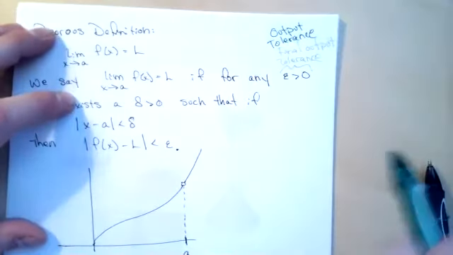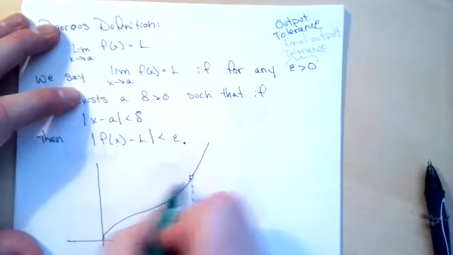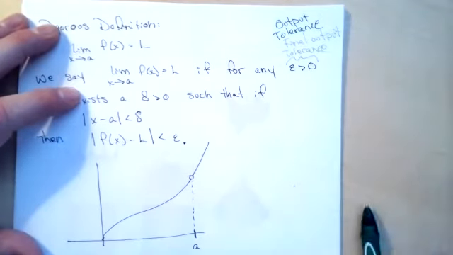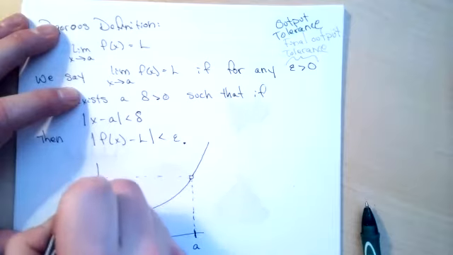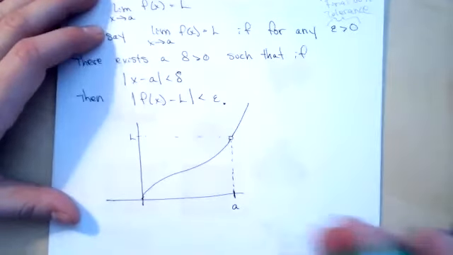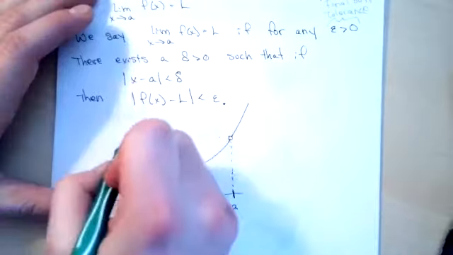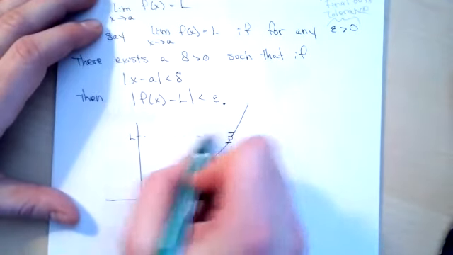We want to specify the output tolerance first. So I pick, we know where the output value is. It's at L. But the value of the function doesn't exist there. So what we have to do is specify how close I want to get to this limit.